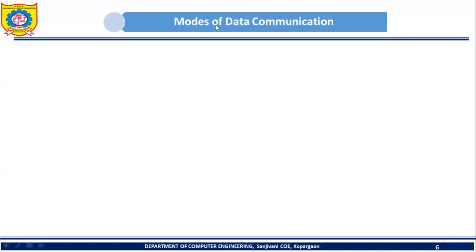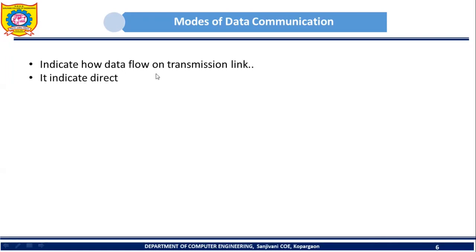Now let's see what is meant by modes of data communication. It indicates how data flows on a transmission link. Data communication mode indicates how data flows on a transmission link, and the direction of data flow between two devices. When we connect two devices by using some transmission link, how is data going to flow between the two devices? What is the direction of that data flow? That is indicated by modes of data communication.